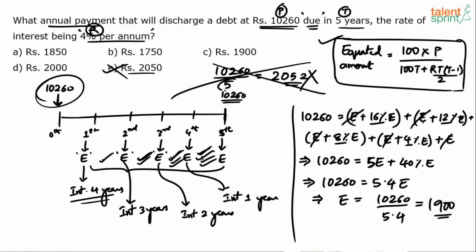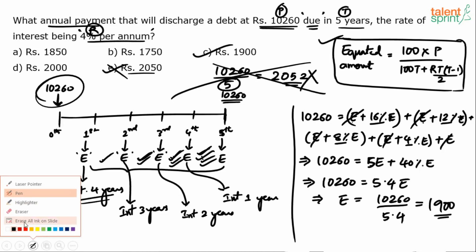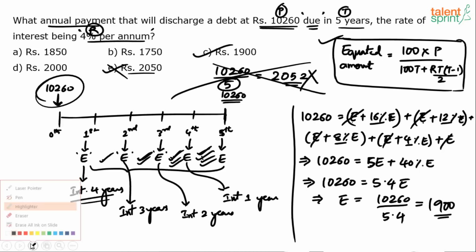Remember, look at the difference. Here you divide by 5. Those who did 10,260 by 5, they divide into 5 parts. But here we are dividing into 5.4 parts. I'll attract a lot of interest, right? So my per installment value comes down. So it's not 2050, it's 1900, which is option C. Option C. Now, please do not go by the length of the explanation, right?